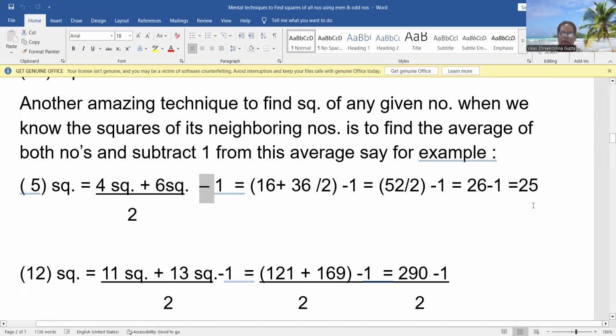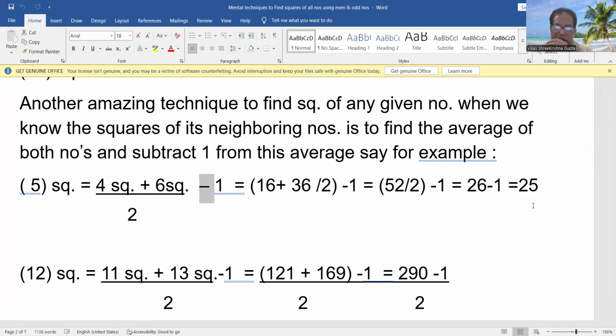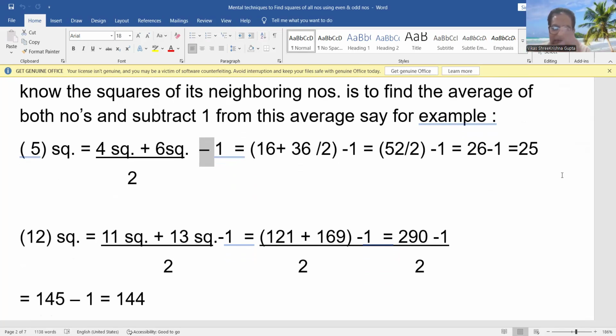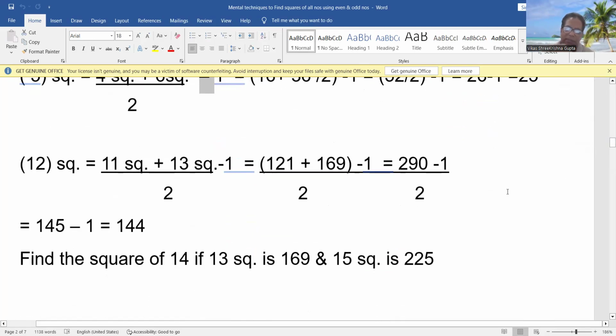There are two ways. Either you multiply both the numbers immediately before and after, and add 1 to that product. Or otherwise, if you know the squares of both the surrounding numbers, for example in 12 square, the surrounding numbers are 11 and 13. I know the squares of both. 11 square is 121, 13 square is 169. I add both the numbers, 290, divide by 2, find their average. So the answer is 145. And then I subtract 1, I get the answer as 144.